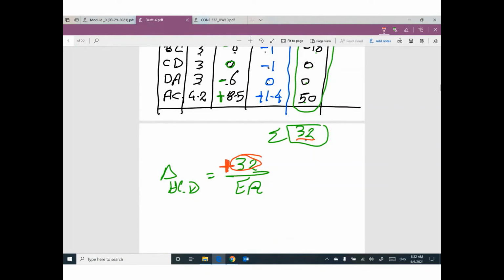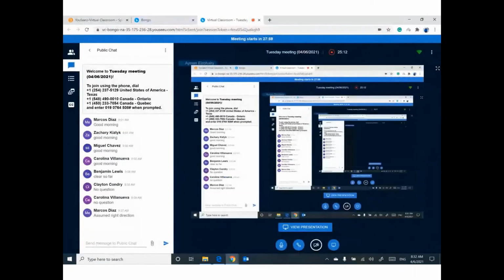Anybody can tell me what is the meaning of this deflection being a positive value? Any answer? What is the meaning of positive 32 divided by EA? What does it mean? Which direction? Okay, I assumed right direction. What is the right direction? I need a conclusion. What is your conclusion?